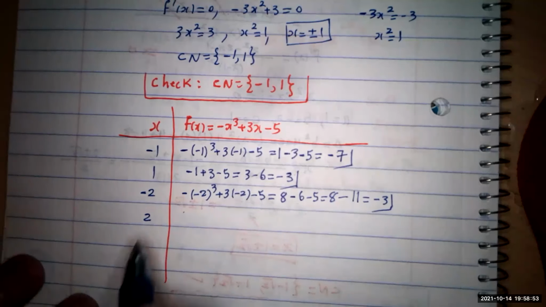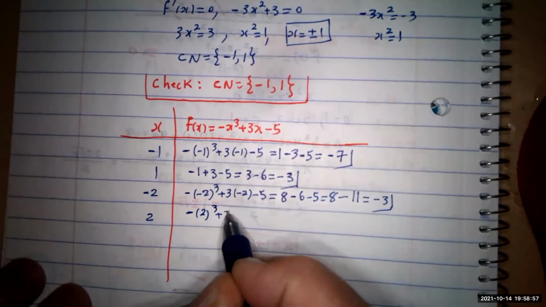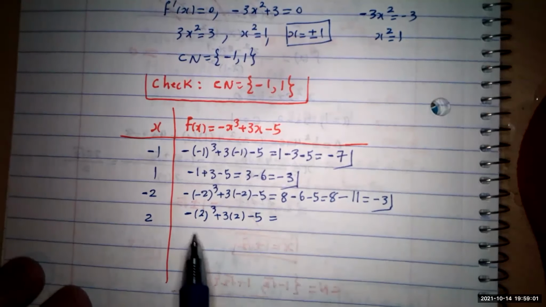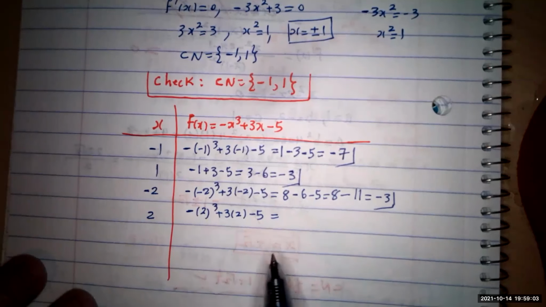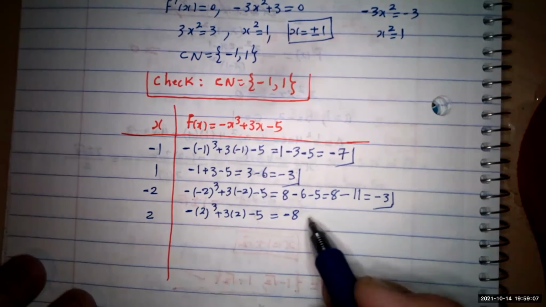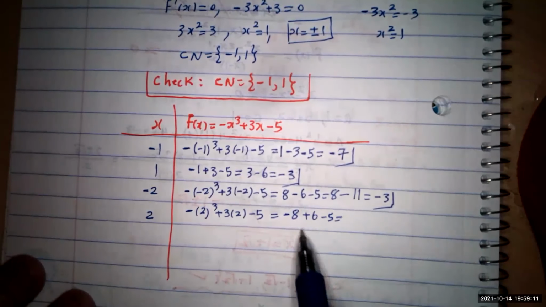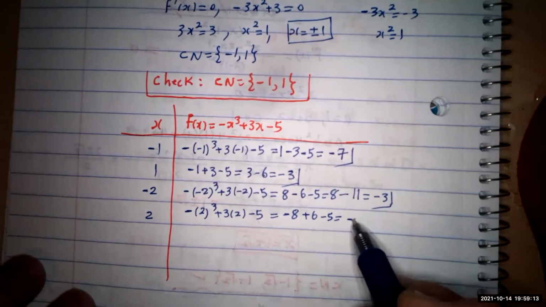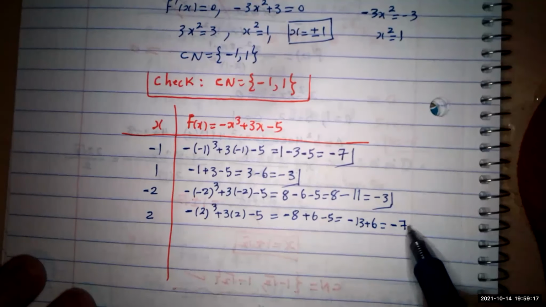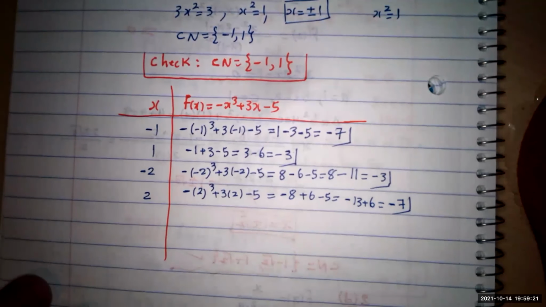Now we've checked the 2. It's going to be -2³ plus 3 times 2 minus 5. So 2³ would be 8, but there is a negative outside, making it -8. Positive times positive would be positive, we get +6 minus 5. So it would be what? It's going to be -13 plus 6, which is -7 again. Okay, that's it. Any question?